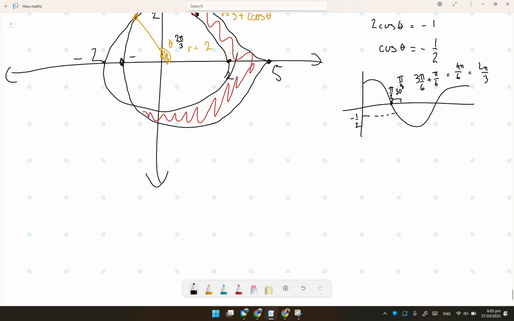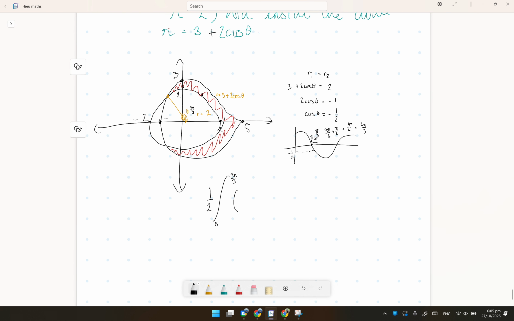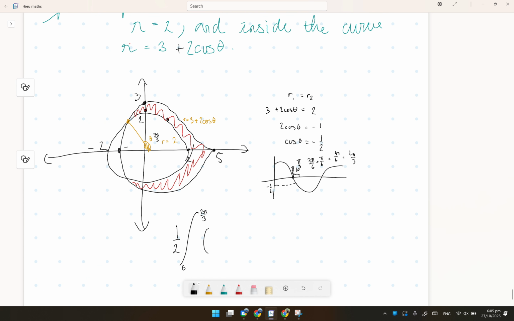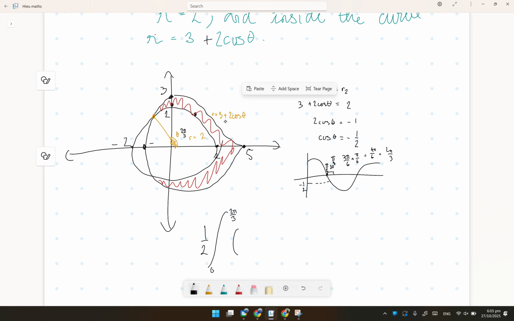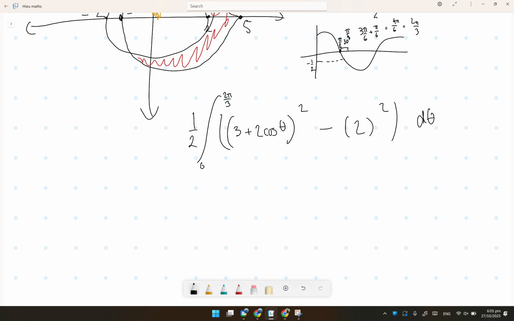And all we have to do now is set up the integral. So from 0, because we're starting from this line, we're going from 0 to 2 pi over 3, and we take 1/2 of the one on the outside. So we have 3 plus 2 cos theta squared minus the graph of the inside, which is just 2 squared, and all this d theta, and that's the equation. And you can do the integration from here.